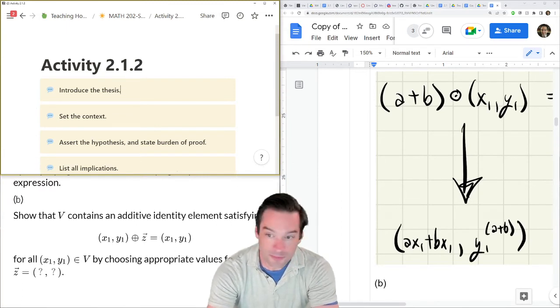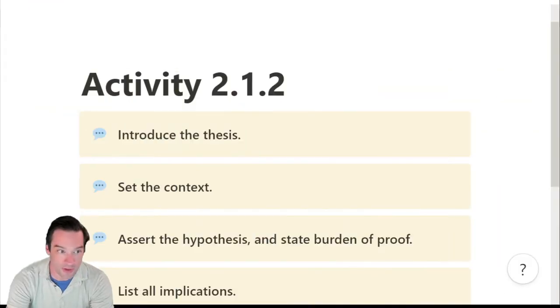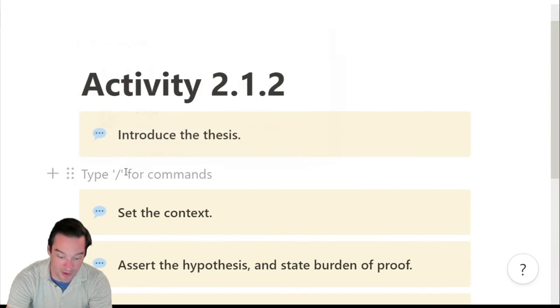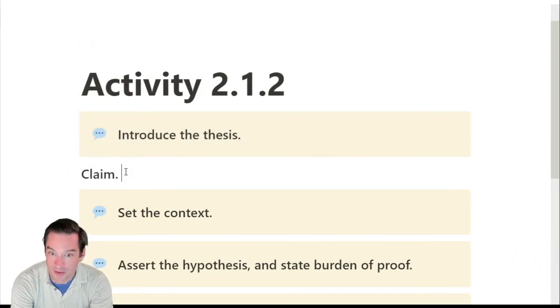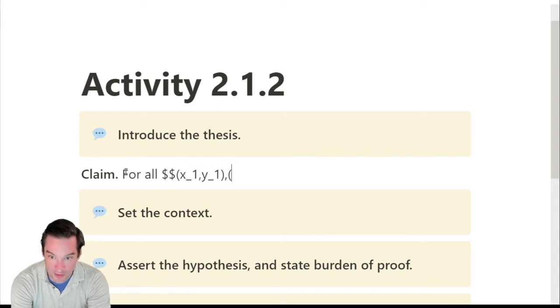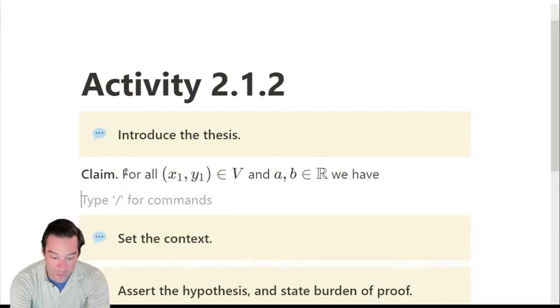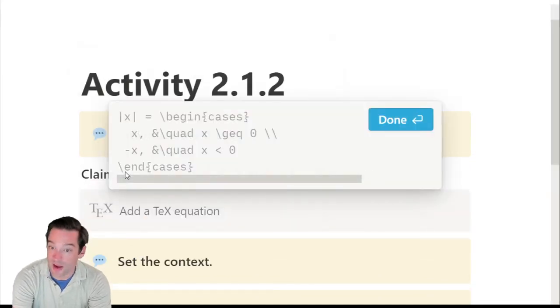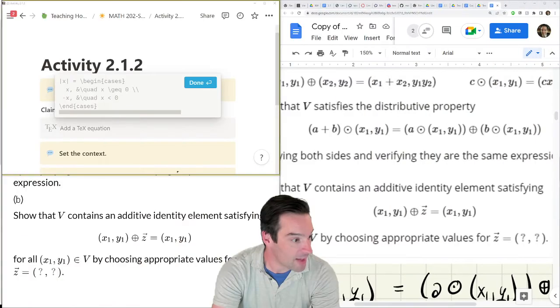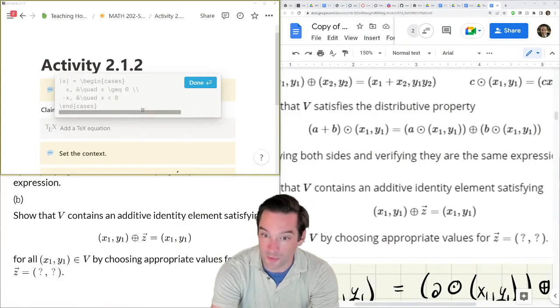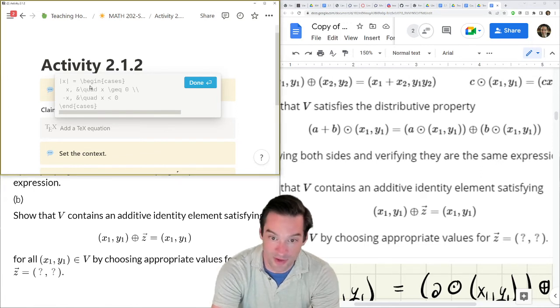So what I'll do is start with these two introductory elements. Introduce the thesis. So what's my thesis? It's going to be the claim that for all x1, y1 in my vector space, and a and b, which are real numbers, so scalars, we have the equation that describes this property that we're supposed to satisfy. So that's this distributive property equation, which I'll quickly put into the camera one more time. A plus b times x1, y1 is equal to a times x1, y1 plus b times x1, y1.